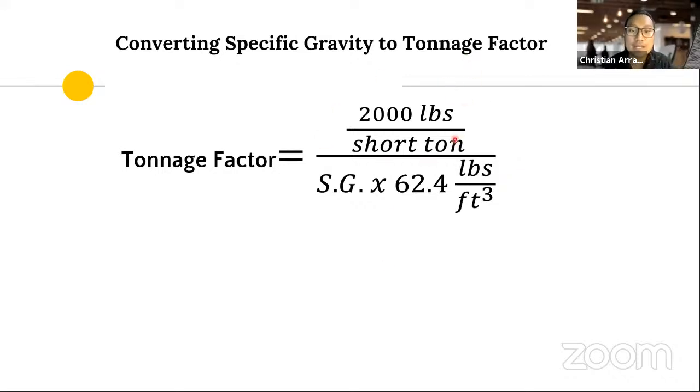Kasi the upper part of the equation is just the conversion. 2,000 pounds is to 1 short ton. And then the denominator is just the specific gravity multiplied by 62.4 pounds per cubic feet. Ano yung 62.4? That's a constant. That's actually the unit weight of water. Kung ang water ay 1 metric ton per cubic meter or 1 gram per cubic centimeter, pag pounds per cubic feet, ito ang weight ng water. 62.4 pounds ang tubig for every cubic feet. So yun lang yung bumubuo sa formula.